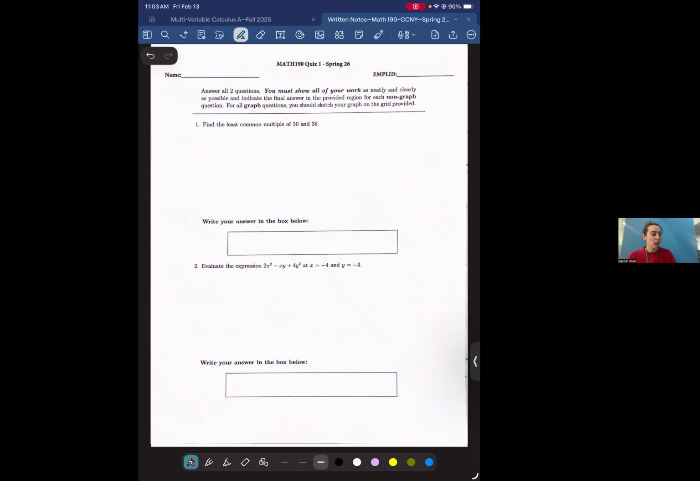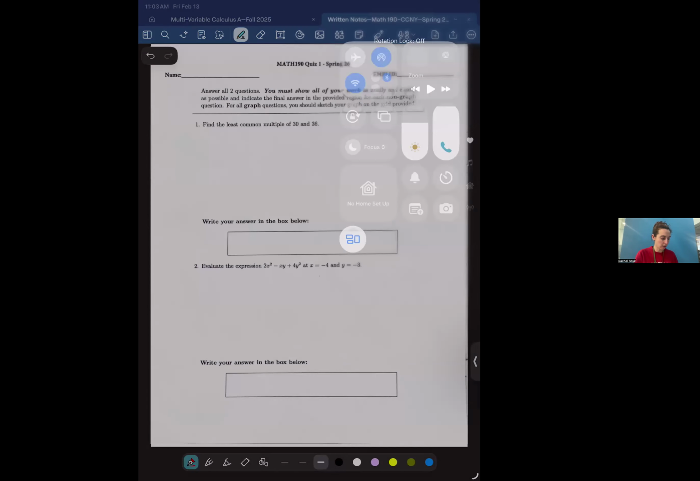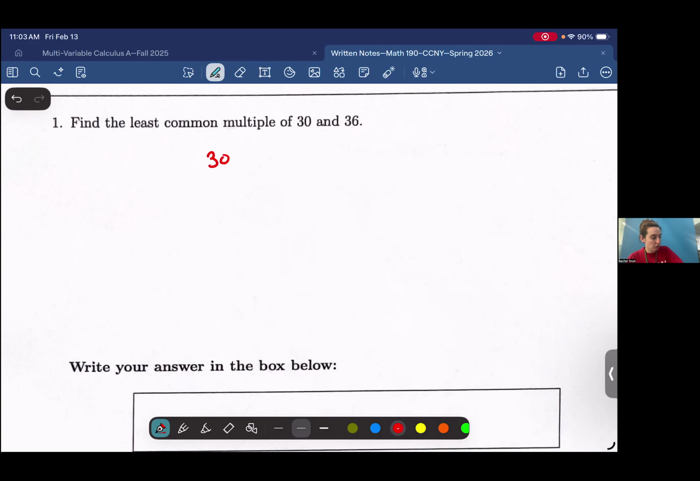All right, so we have the first question: find the least common multiple of 30 and 36. Let me see if I can zoom in on this a little bit. So you want to use the cake method here. Let's go ahead and write our numbers, 30, 36.